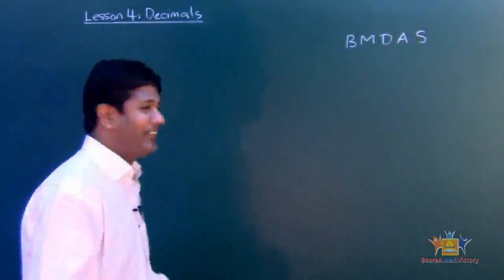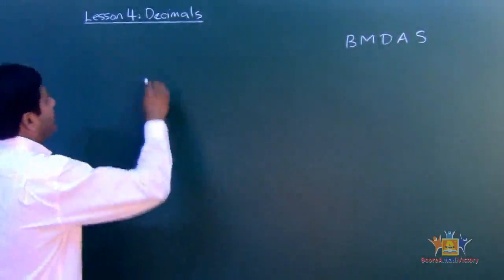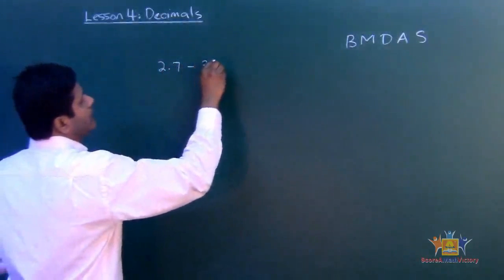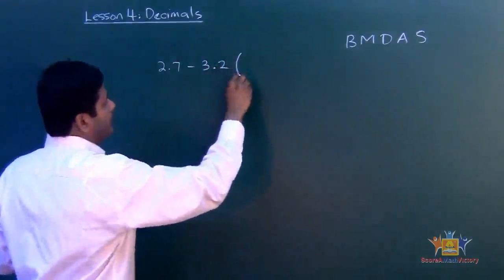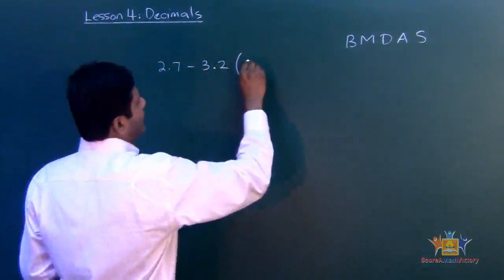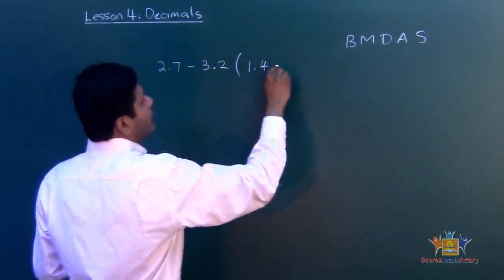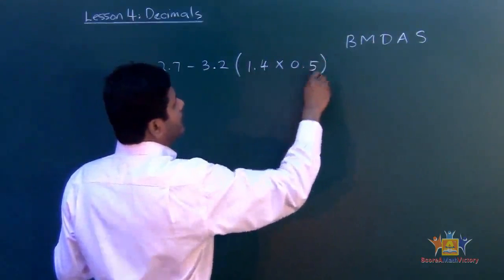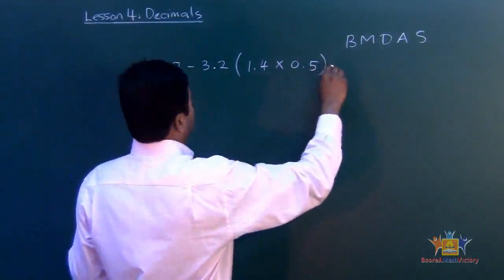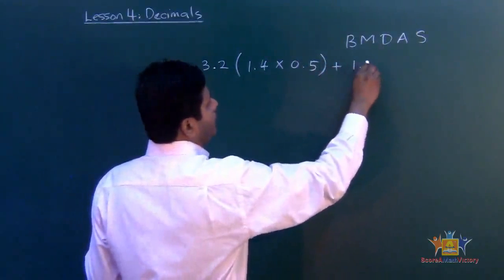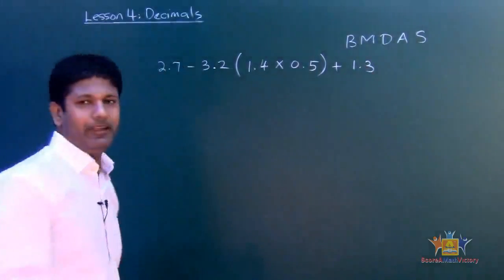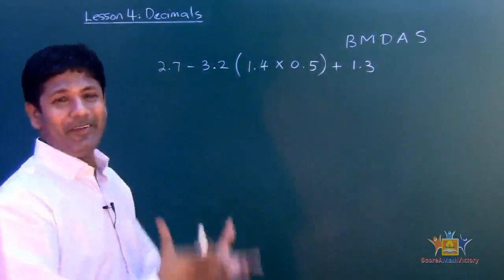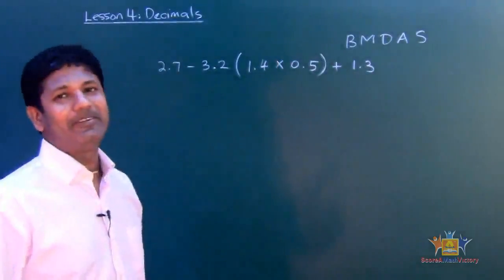All right, my dear students, let's say, for example, Mr. Mac has a problem, let's say 2.7 minus 3.2, and then I got a bracket, and then let's say 1.4 times 0.5, and then let's say plus 1.3, something like this. All right, I know it looks scary, isn't it? But it's not. Again, we're just going to follow the principle. It's going to be really easy.